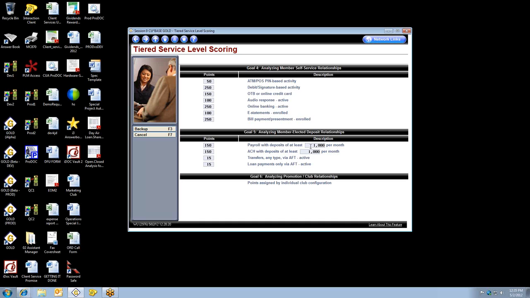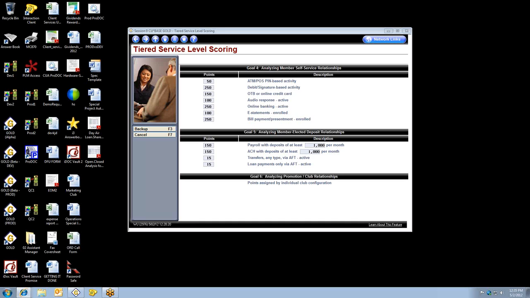Next couple of options, transfers of any type via AFT. This is going to look for any AFT that is listed on the membership. It could be a savings-to-savings AFT. It could be an RMD or a required minimum distribution that you have set up for the individual to transfer from their IRA to maybe their savings or checking account on an annual basis.